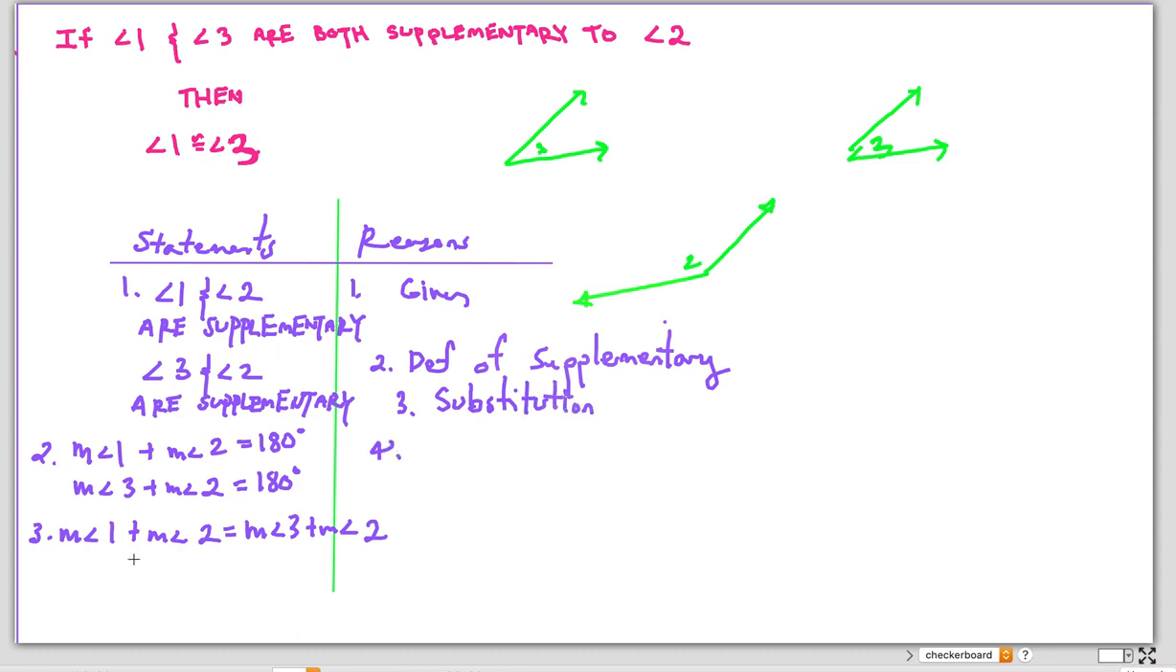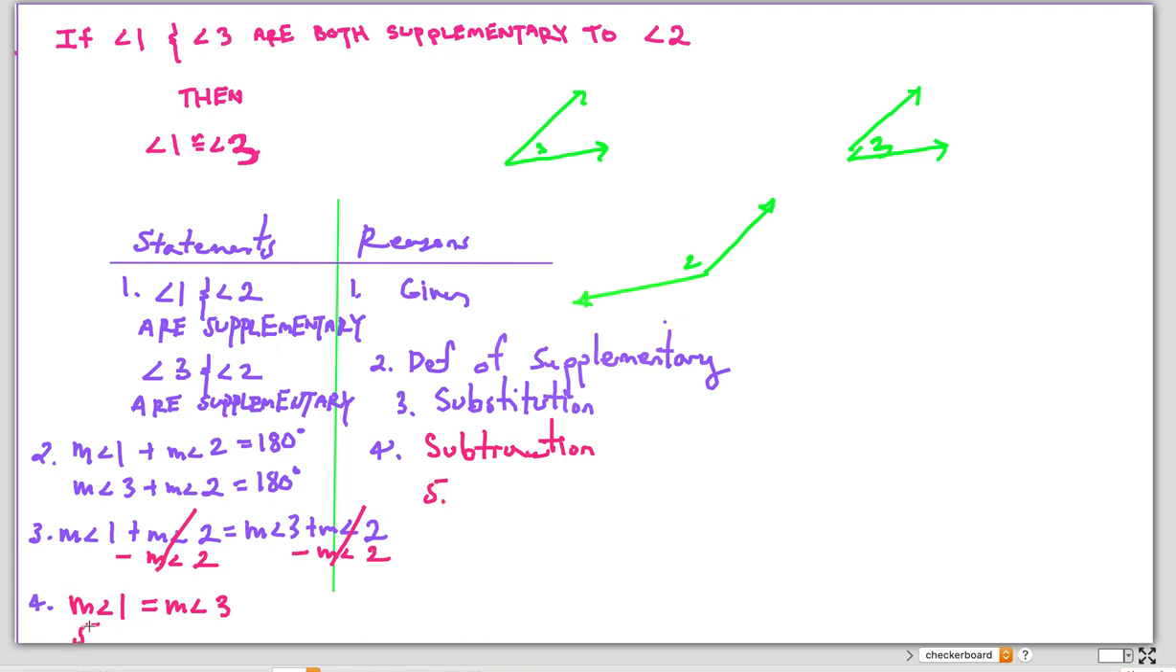And I'm almost there, because now you can see that if I were to subtract on both sides the measure of angle 2, of course measure of angle 2 minus measure of angle 2 is 0. So working with this equation right here from 3, I subtract measure of angle 2 on both sides. This cancels and then this cancels. And I get measure of angle 1 is equal to measure of angle 3. And this follows from the subtraction property of equality. Subtraction.